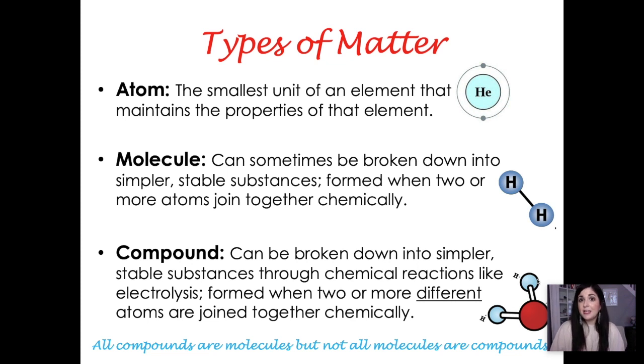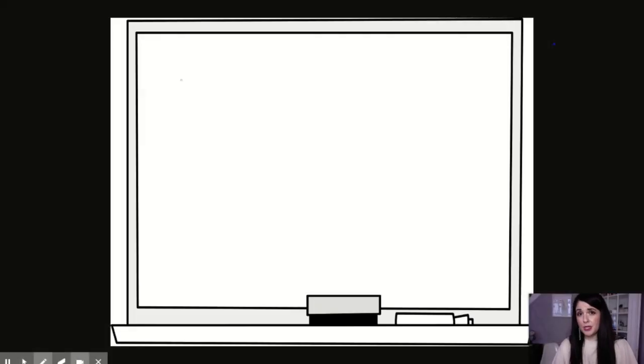I'm going to cut out here and I'm going to show you an example of this on the whiteboard on my screen. So I wanted to show you the difference between molecules and compounds. So again, molecules are any two atoms that are bonded. So a good example of a molecule is bromine bonded to itself. So I have Br2.